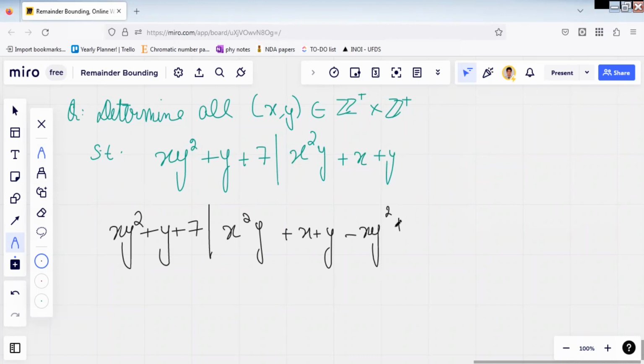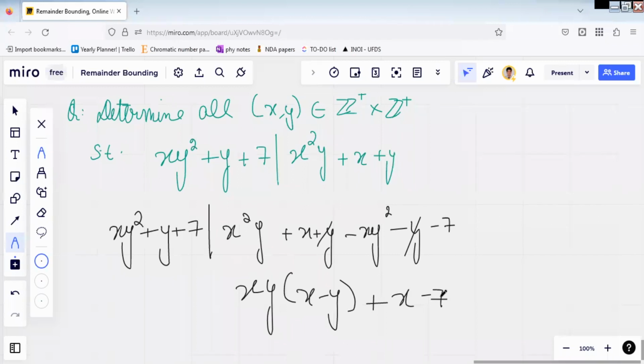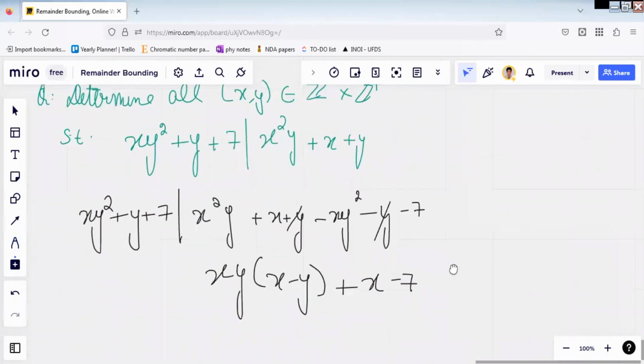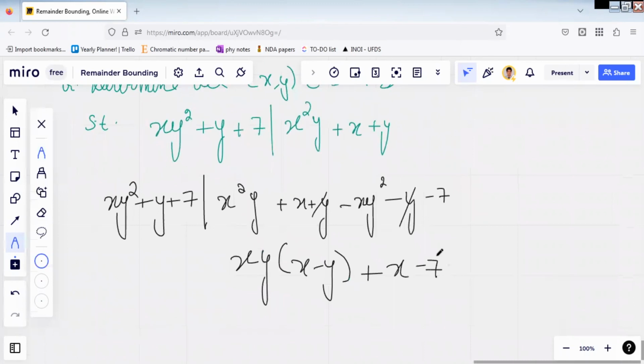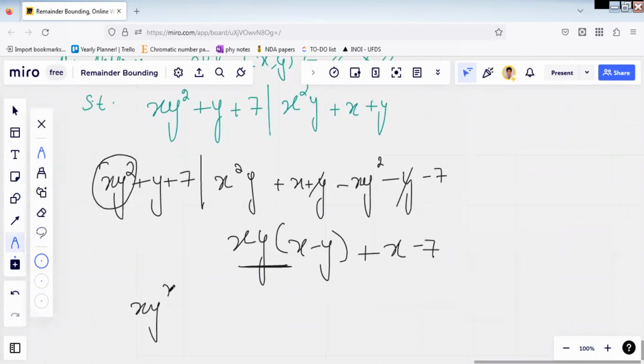Yeah. Okay. So you can cancel out the y, and then you have xy, x minus y plus x minus 7 remaining on the right hand side. So the issue here is that this is a good step to start with, but you have a 3-degree term here, and still a 3-degree term here, so you can't really say about the size. So if you say that this divisibility implies that this thing must be less than this thing, right?